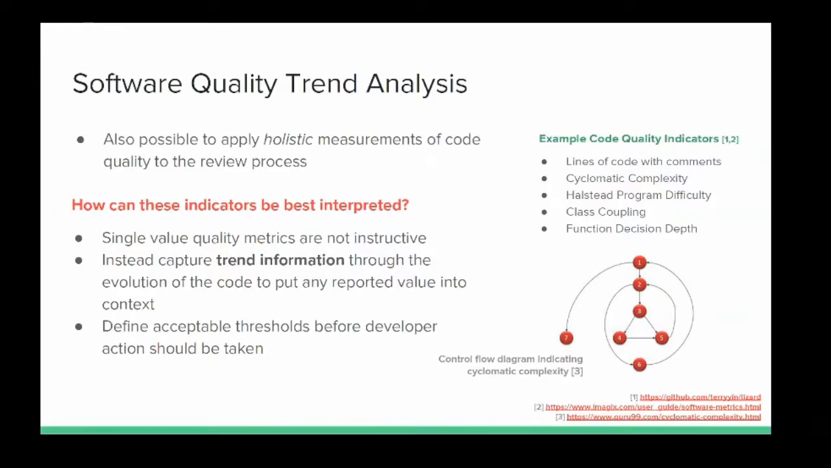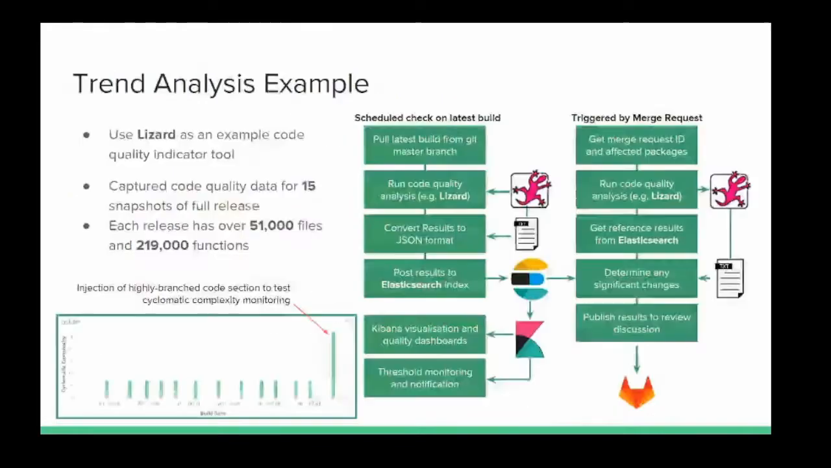But single value quality metrics are not that instructive. So you could say, well, there's 234 lines of code with a comment attached. Is that good or bad? Well, who knows? So instead, you've got to capture trend information and then put that into context. So if it was 234, has it gone up by 65%, or has it remained the same? And then you have some indication of whether any action needs to be taken. So to test this, very similar kind of workflow, but in this case, you have a reference builder and you have the merge request.